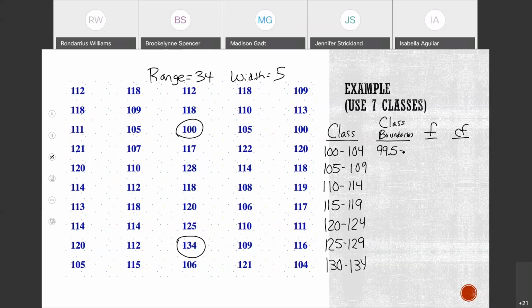Okay, I'm still going to work my way down. So what's a little bit smaller than 105? 104.5. All right, what about a little bit smaller than 110?